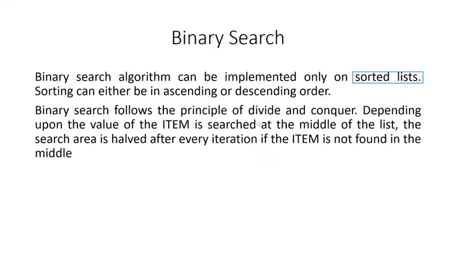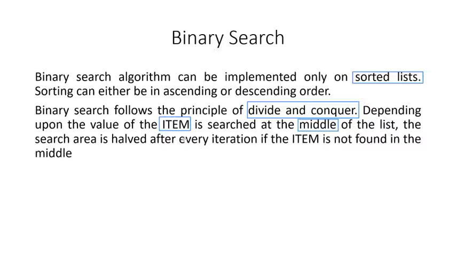Binary search follows the principle of divide and conquer. So what you have is a large list, and we are going to find the middle of the list as it has been specified here. We are going to compare the item that we are searching for with the element stored at the middle position of the list. Now three things can happen. Either the item is equal to the element that is stored at the middle of the list, which means that you have found the element, and that is the end of the algorithm.